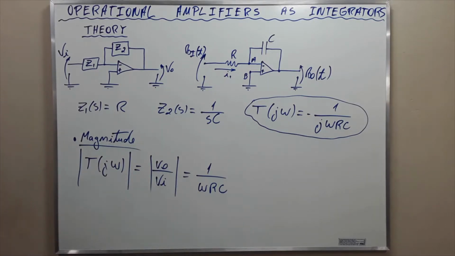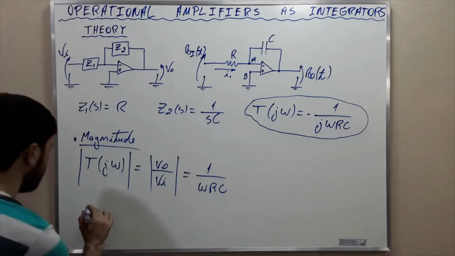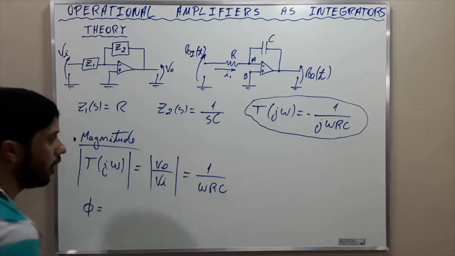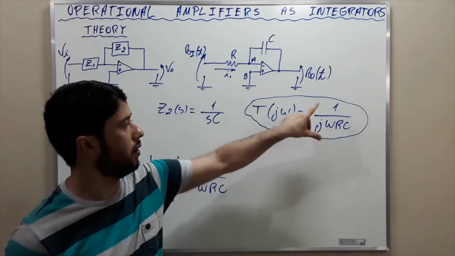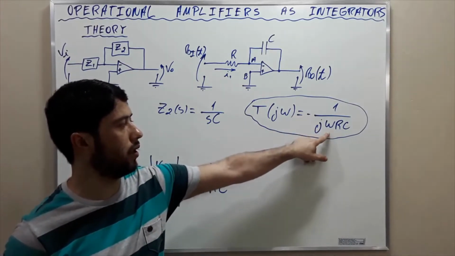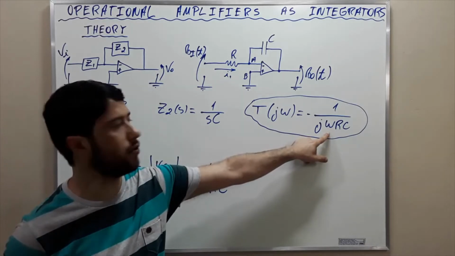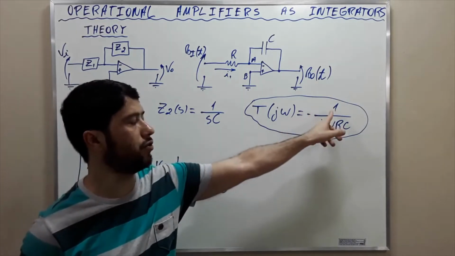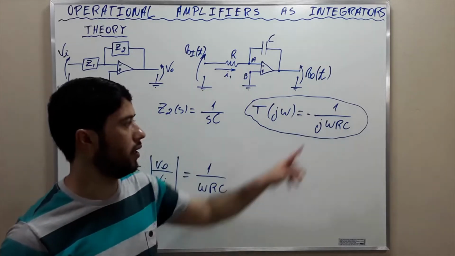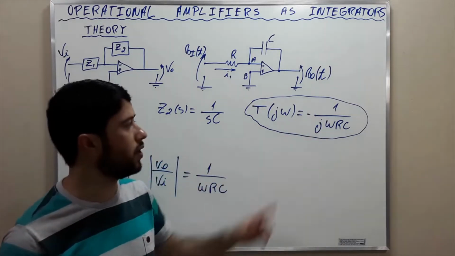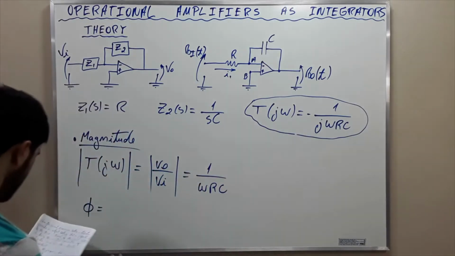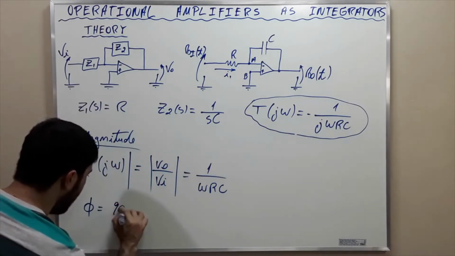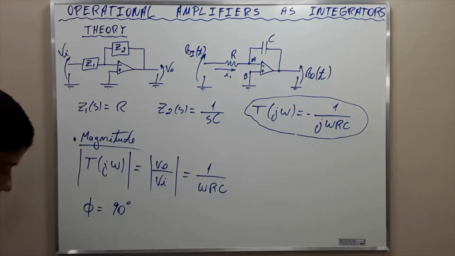Now let's take a look at the angle. Obviously, we have an imaginary number here, then the angle of the denominator is 90 degrees. And then we pass to the numerator, it becomes a negative 90 degrees, with this negative sign here, positive. So the angle is positive 90 degrees.